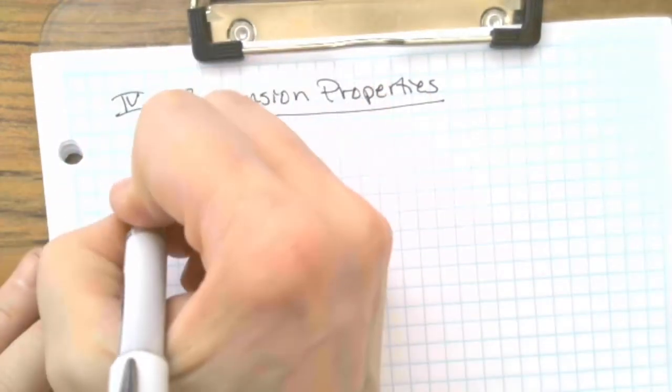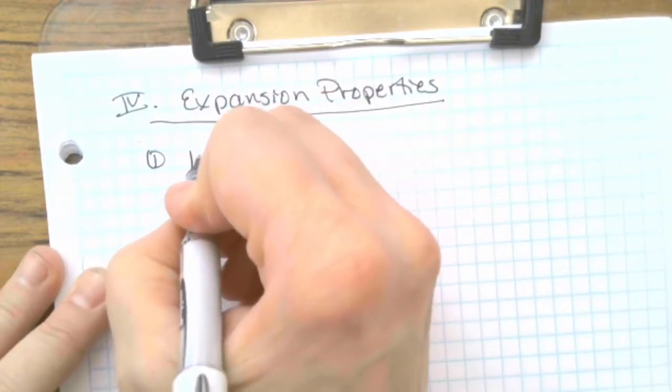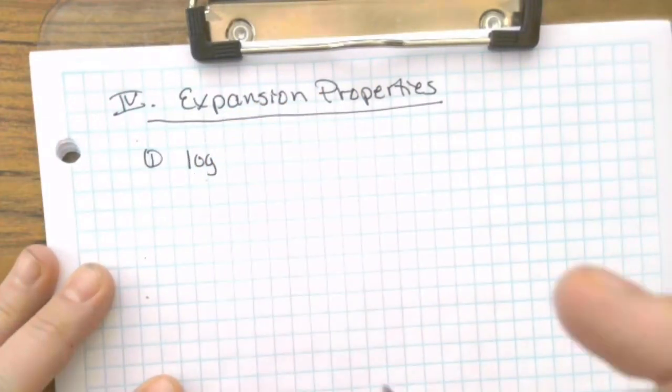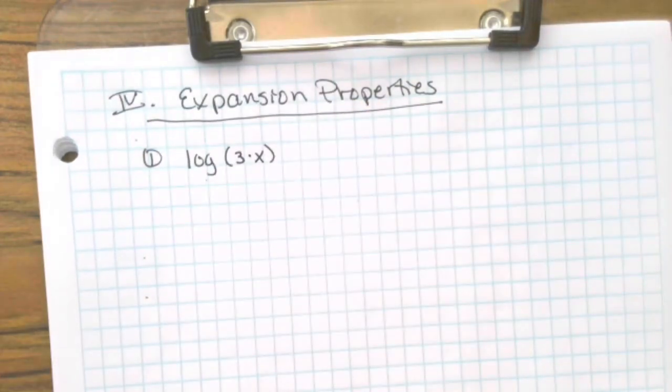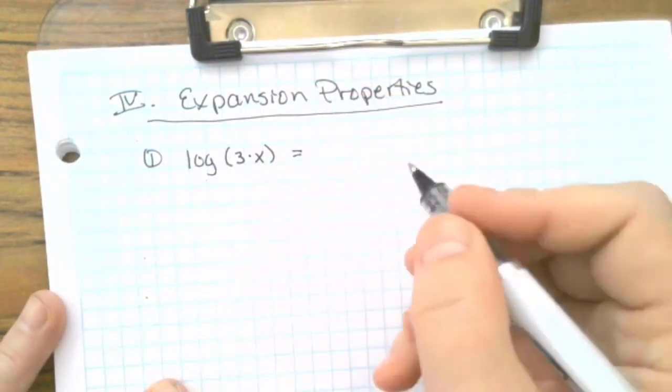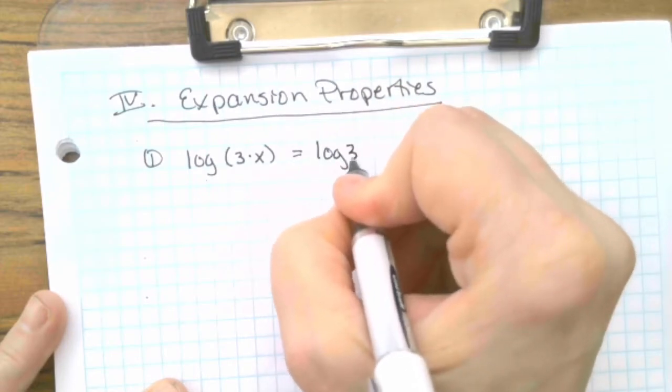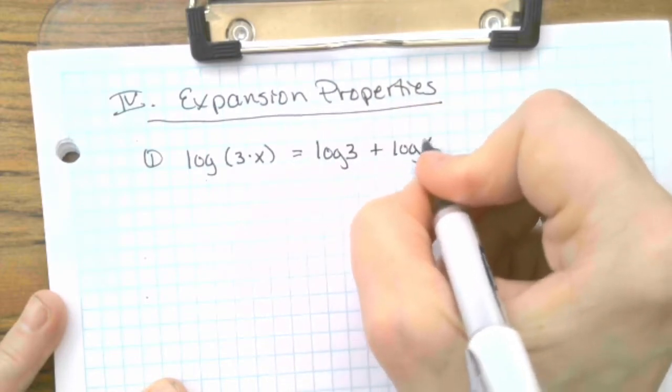Expansion properties. Okay, first one, we're just going to use log base 10. So log of 3 times x. If you have two things multiplied together in the argument, you can separate them into log 3 plus log x.